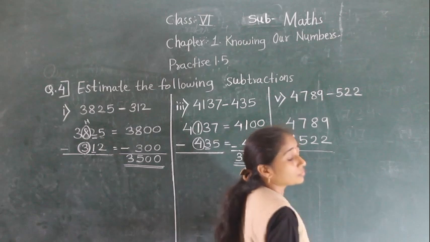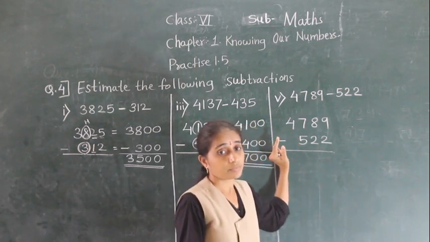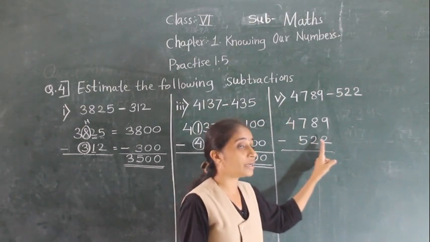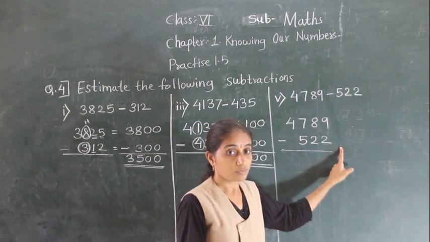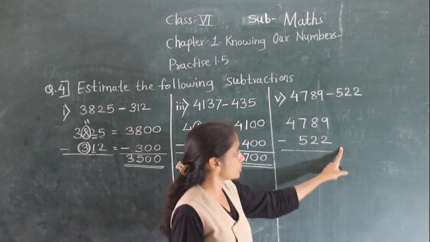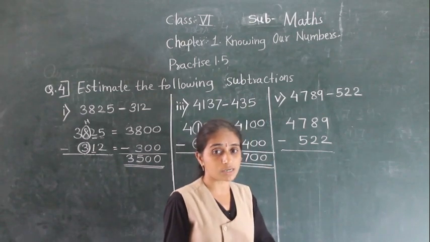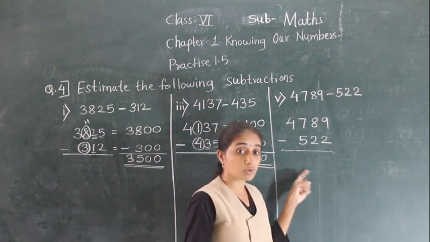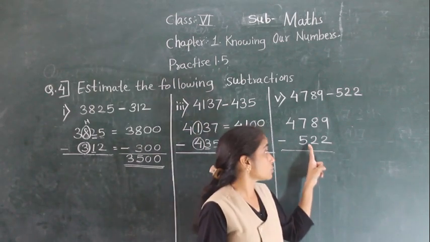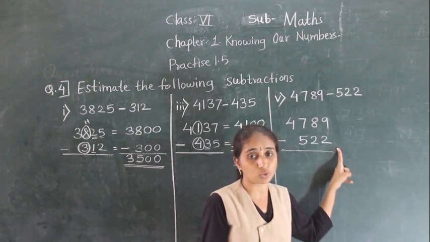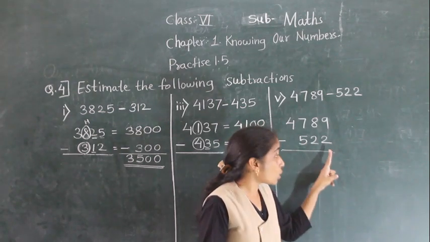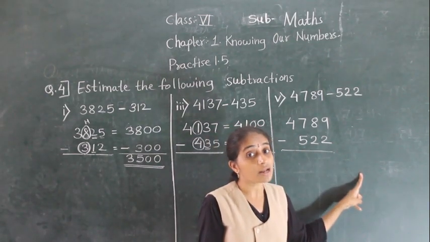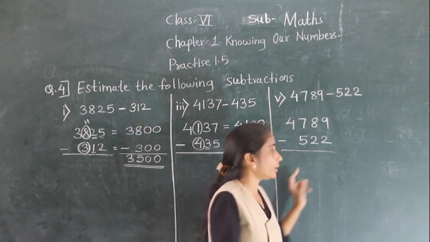Now first, what is the first step? Which is the smallest number in both the numbers? 522. Yes. First step, you are thinking how math is doing always this: smallest number, highest place value we have to take for both the numbers. First we have to observe which is the smallest number. Smallest number is 522. Okay, so smallest number, highest place value. Smallest number, highest place, 100.